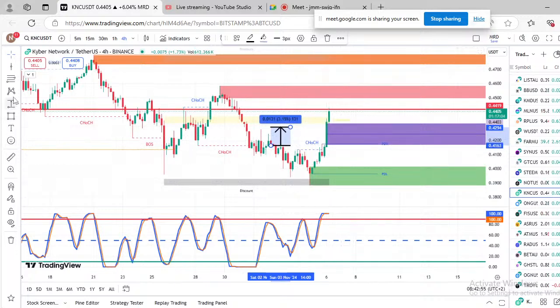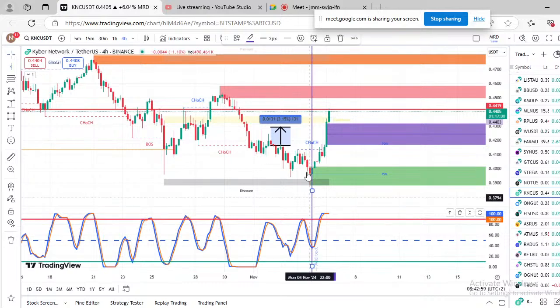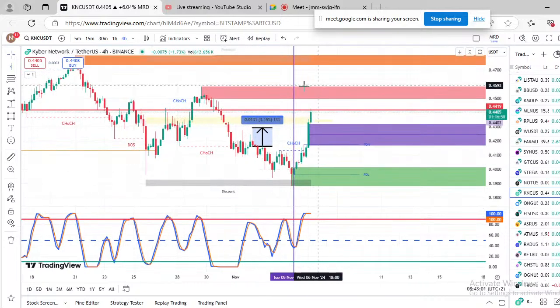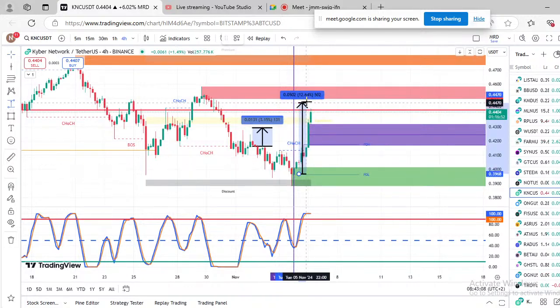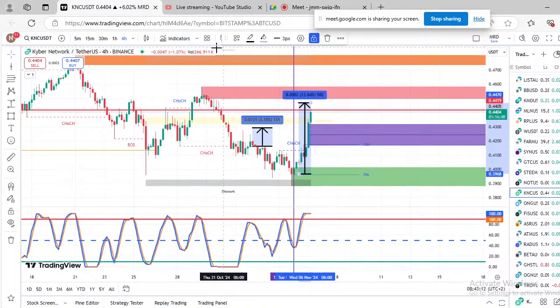So the one who entered at this point, when these lines were bending here, could target this line. That's where the market is coming. The market is coming there, here. So you could enjoy your 12% there.